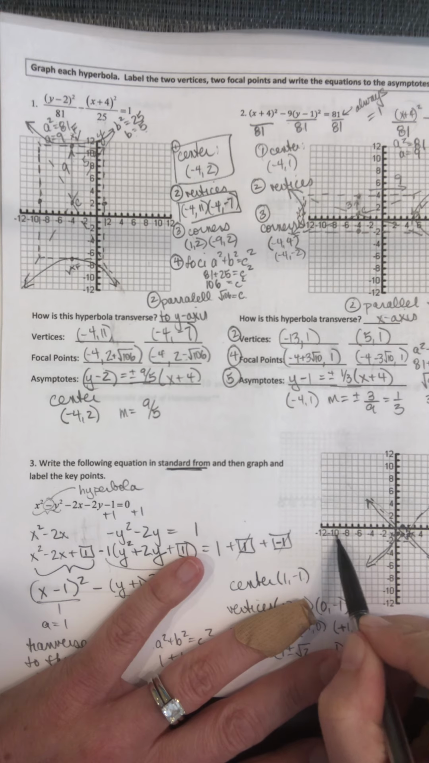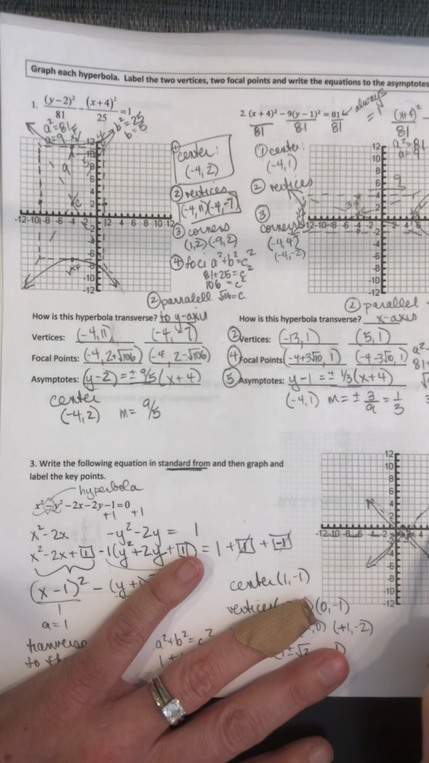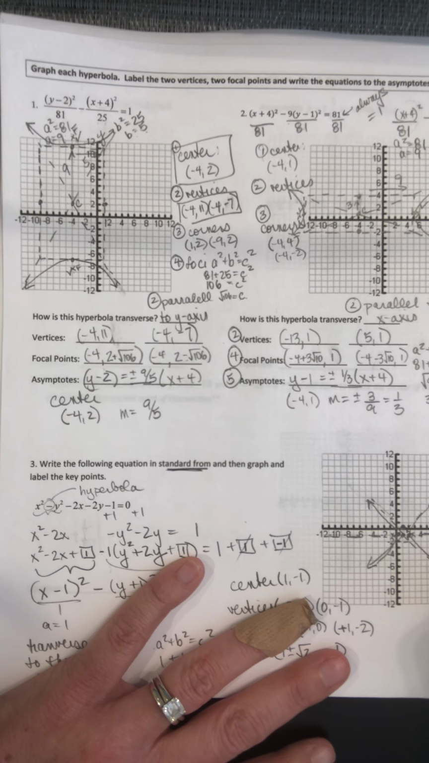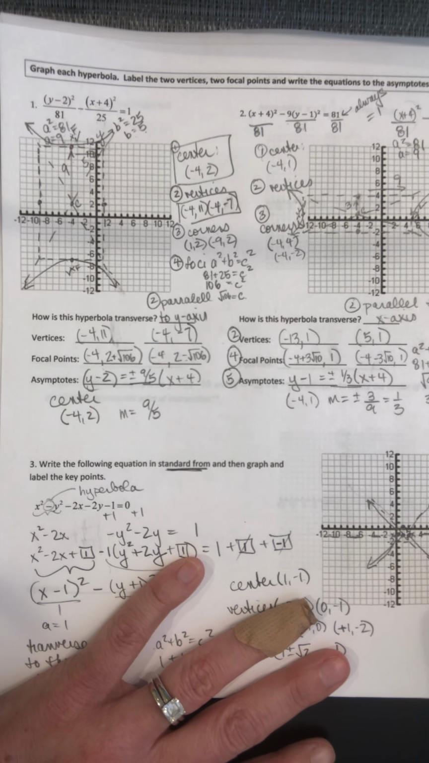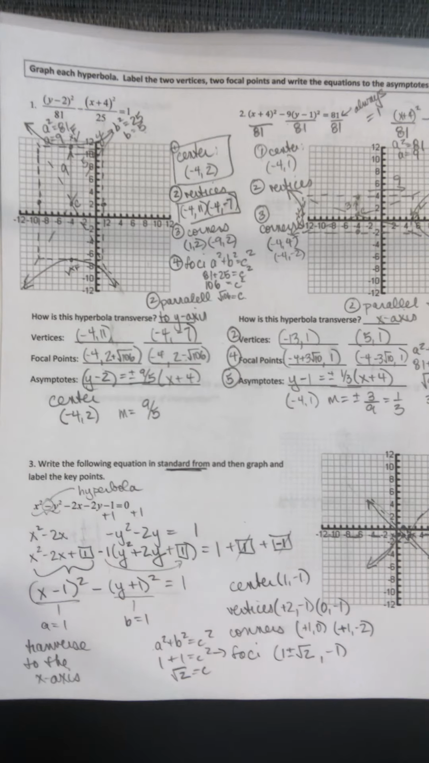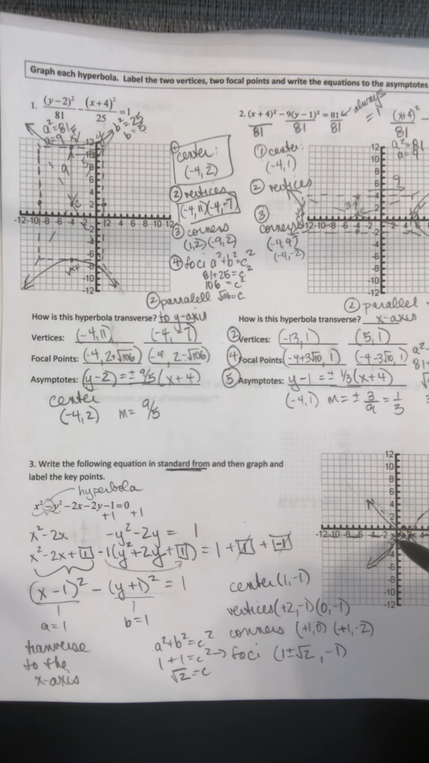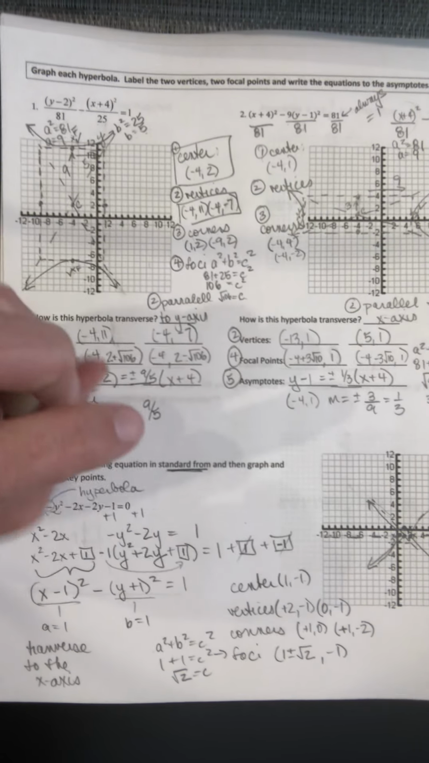So just so you know, I'll draw it in here. This is your transverse axis. That's what we keep describing. Transverse axis. Okay, you don't have to sketch that, I'm just showing you it. It's the line that passes through the foci and the center and the vertices, okay?